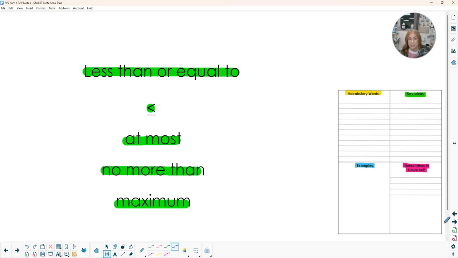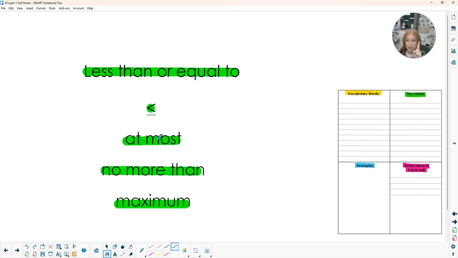So some new ones is we have less than or equal to. So you can see here is the less than sign. It's less than, but it also has this part of an equal sign, right? It's half less, it's half equal. Less than or equal to.